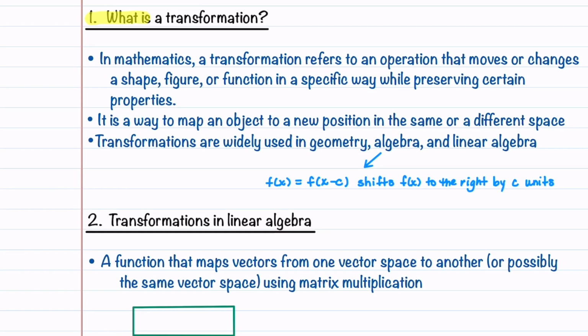Let's begin by understanding what a linear transformation is. In mathematics, a transformation refers to an operation that moves or changes a shape, figure, or function in a specific way while preserving certain properties. It's a way to map an object to a new position in the same or a different space. Transformations are used widely in geometry, algebra, and linear algebra. A transformation in algebra that you're probably already familiar with is this transformation, which shifts our function f of x to the right by c units.